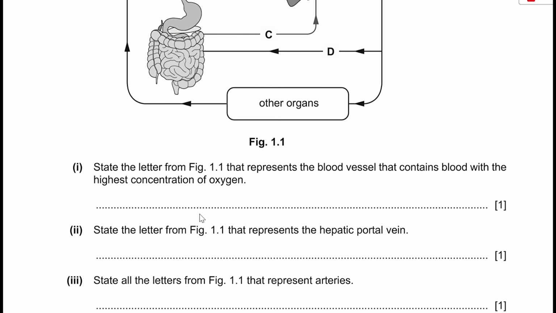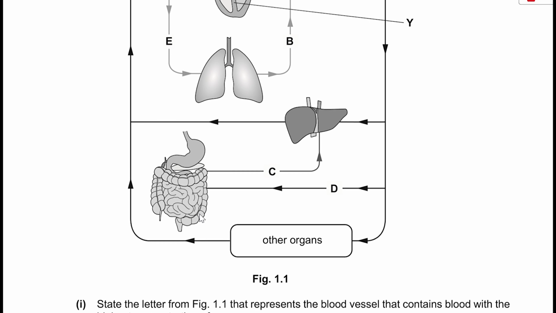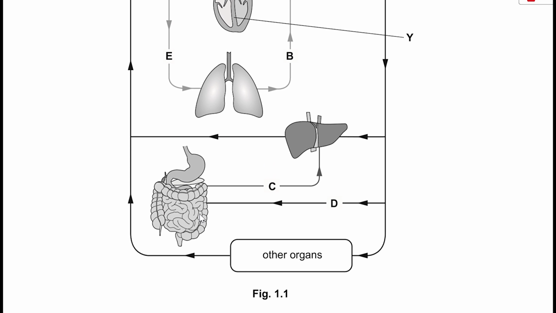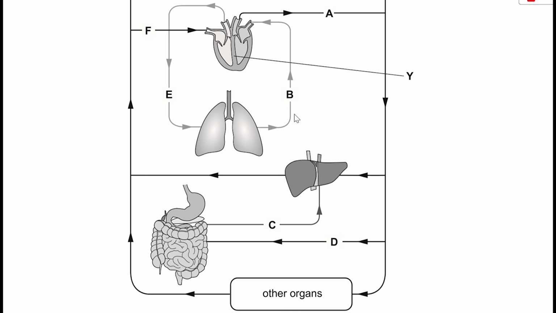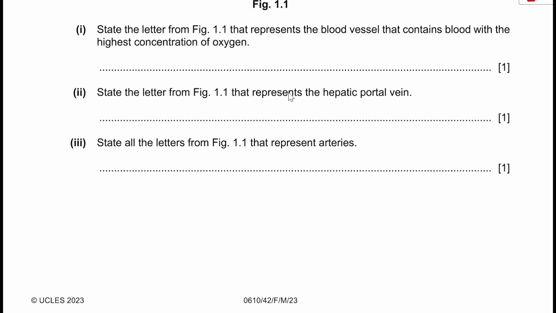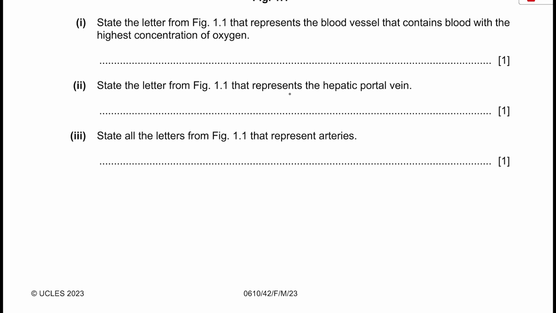Now, the question says, state the letter from figure 1.1 that represents the blood vessel that contains blood with the highest concentration of oxygen. Blood with the highest concentration of oxygen will definitely be blood coming from the lungs, where gas exchange is taking place, and going back to the heart. So from the lungs back to the heart, it will definitely be this part B here. So blood vessel B is the one that will have a high concentration of oxygen.